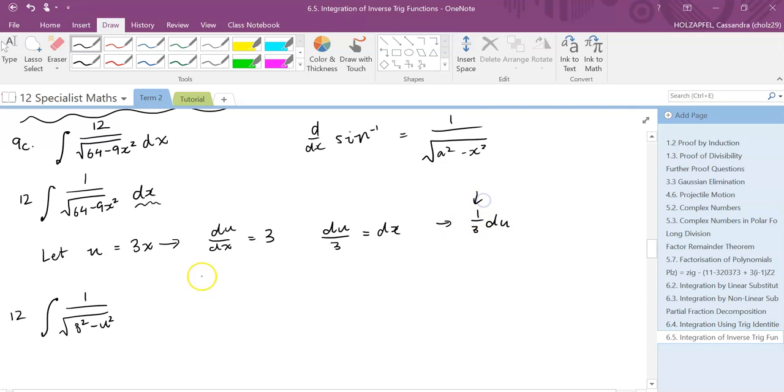So this is just another scalar factor that I can just pop out the front here. So let's rewrite that as 12 over 3, which we know is going to be 4, du. So now we can integrate with respect to u instead of with respect to x. And this is in this form here. So this is just going to become 4, because 12 over 3 is 4, times the inverse of sine x over 8 plus c.